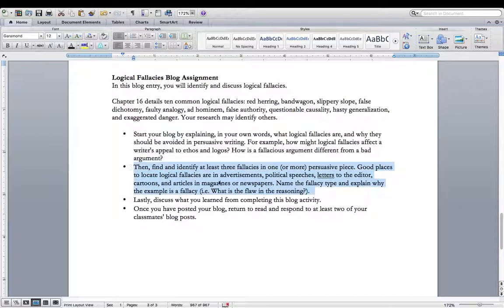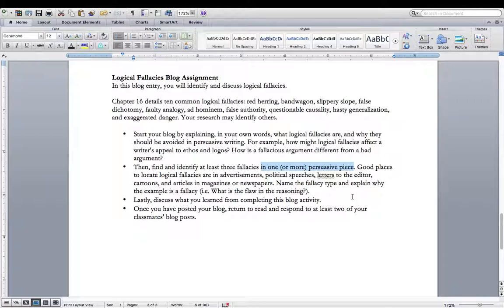I had a question when I was reading this, which I don't know if any of you would have a similar question, which is, do they have to be 3 distinct fallacies? Because what I'm reading here has a lot of room for interpretation. It's in one or more persuasive piece, right? So you can locate one thing and then identify 3 different fallacies in there.